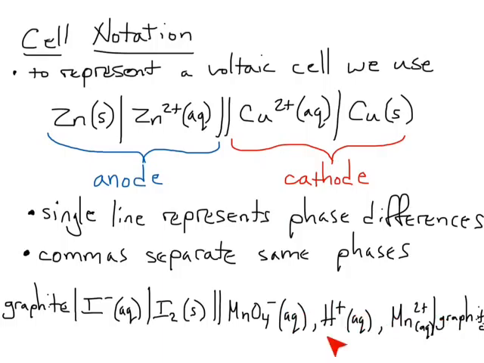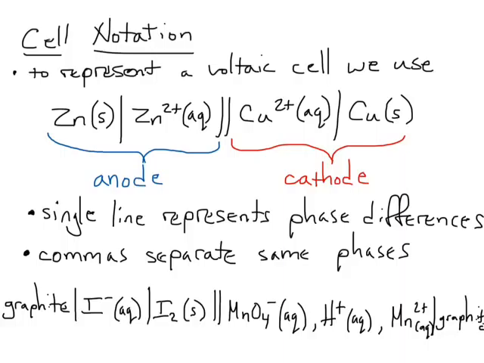Three different aqueous chemicals. They are separated by commas. They're all in the same phase. These are literally all floating around in solution in the beaker. And then a line separates the graphite electrode. So this is a good example of cell notation with an inactive electrode in both cells. Inactive electrode here in the anode and an inactive electrode here in the cathode. That's how we represent them on paper without drawing a picture.